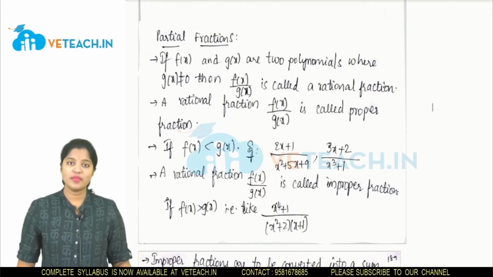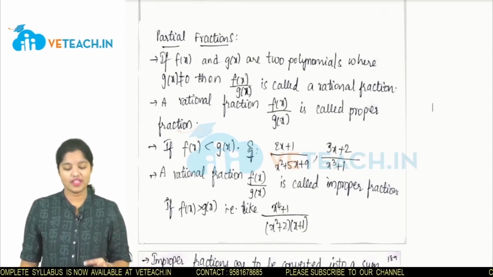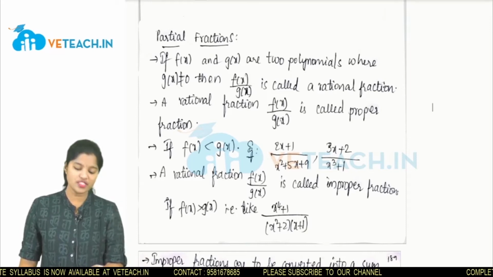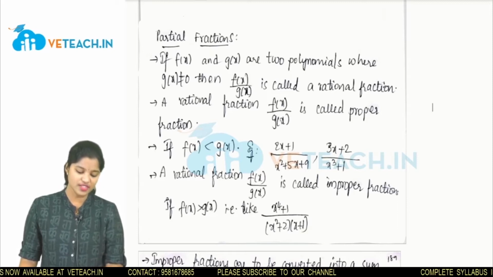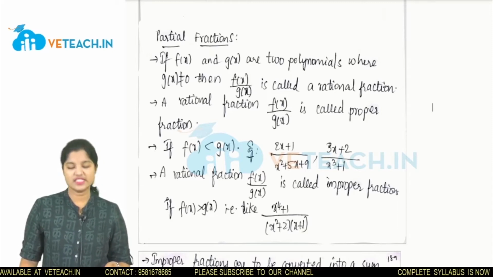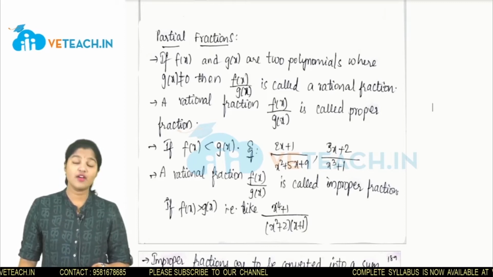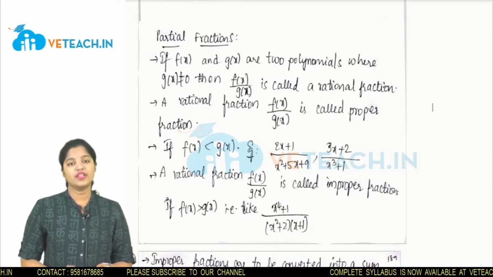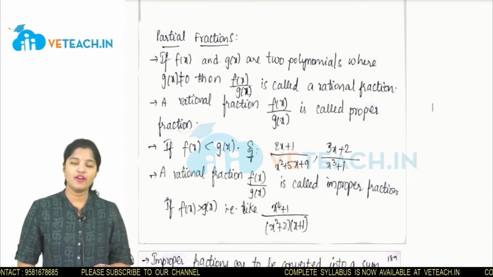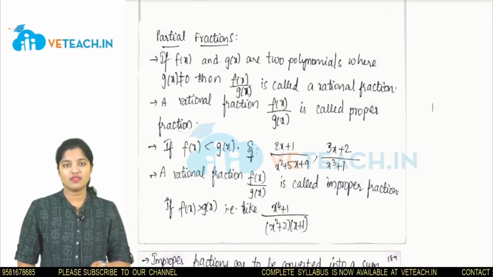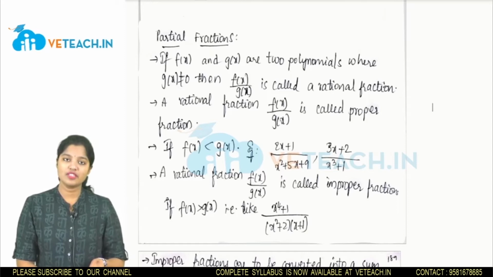So let us see what is meant by partial fraction. Suppose two functions are given, f of x and g of x, and the ratio of those two functions, f of x by g of x, is a rational fraction. Then that rational fraction is called a proper fraction if the degree of f of x is less than the degree of g of x. What is meant by degree? Degree means the highest power of x or y or z, whatever variable may be there in that equation. That highest power is called the degree.